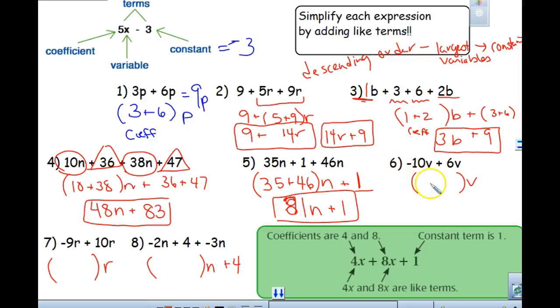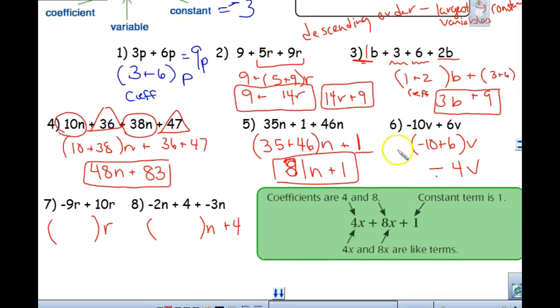Next one. Ellen, what should I put inside my parenthesis? Negative 10 plus 6. When I do that, it is going to give me what for an answer, Nick? I'm going to give you negative 4v. Again, if you're struggling with your integers, I put on a website on the notes that you can go and practice more.